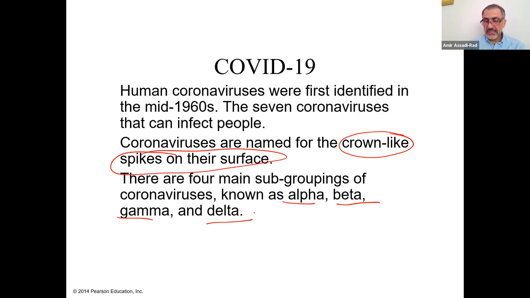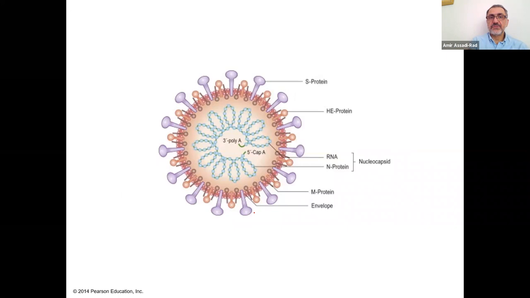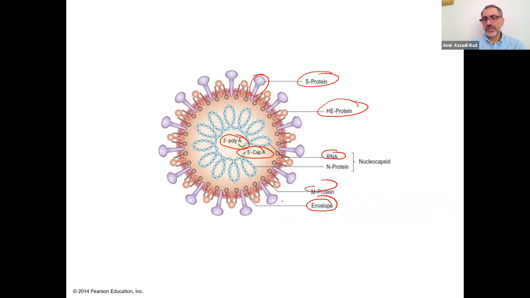So here is the structure of a coronavirus. They have these spikes, if you would. S proteins, HE proteins, and then they have RNA only right here. And then the poly A, you remember that? And then the five prime cap. M protein and envelope, they do have an envelope. So it has thrived recently. Evolutionary-wise, they are not an ancient virus, if you would.